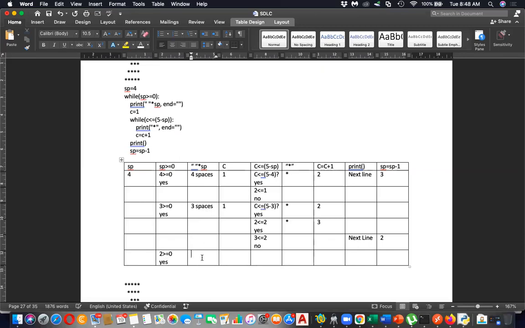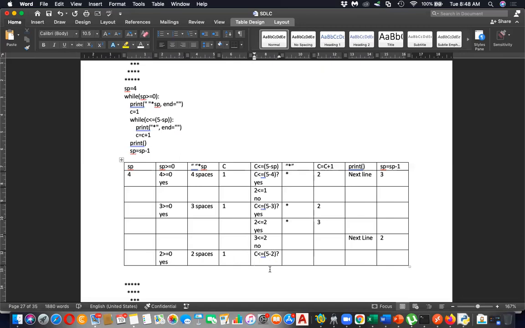How many spaces? Two spaces. What is the value of C? 1. So what are you checking? C less than or equal to 5 minus 2. Is it? Yes. C is 1.